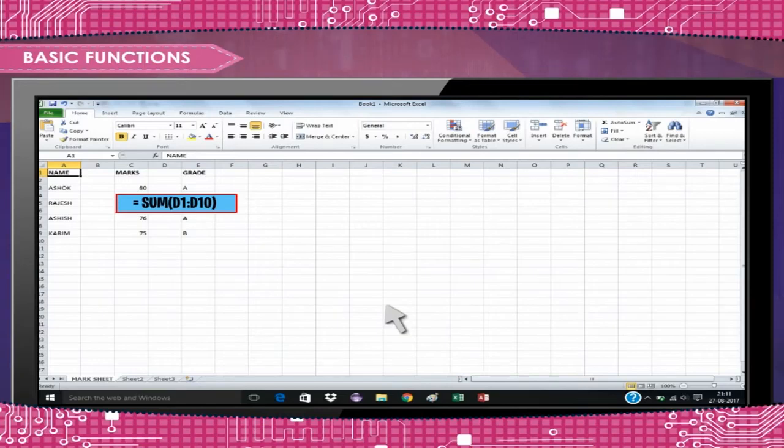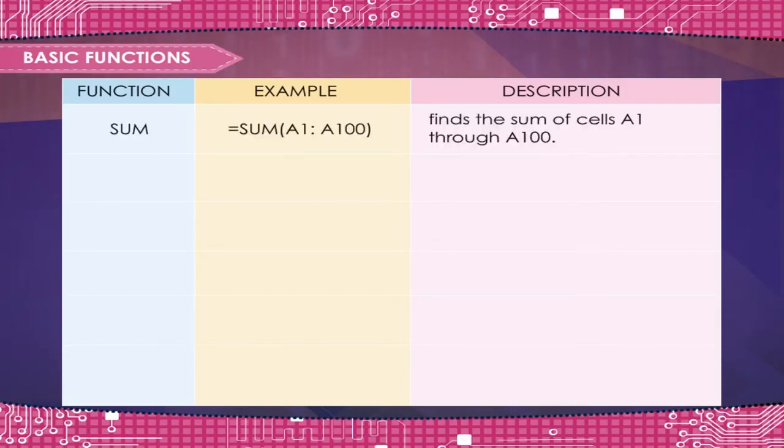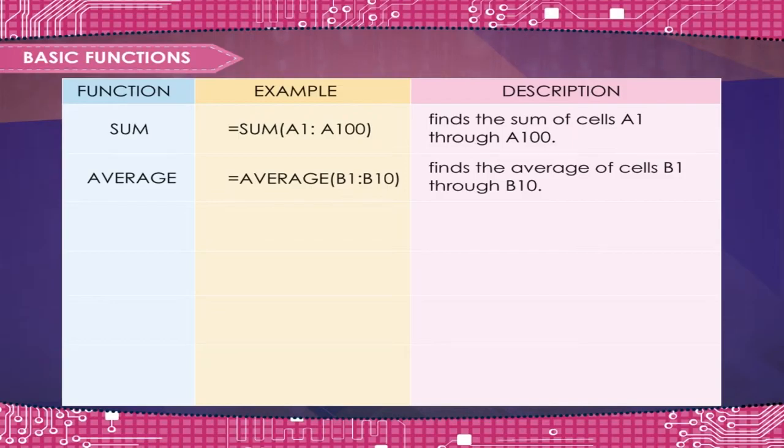Several other functions and examples are given in this table. Function, example, description. Sum: =SUM(A1:A100). Finds the sum of cells A1 through A100. Average: =AVERAGE(B1:B10). Finds the average of cells B1 through B10.